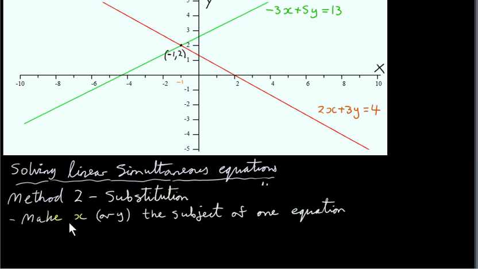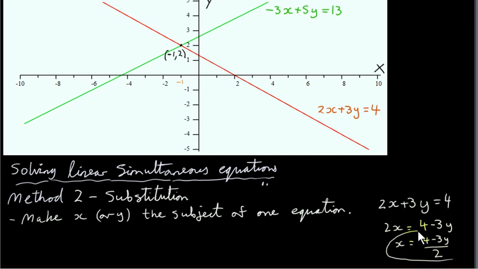Now, to apply this method, what we do is we make x or y the subject of one equation. So I will pick this equation here, 2x plus 3y equals 4, and I will make x the subject of it. You can pick either equation, and you can make either x or y the subject. It doesn't matter. So I'll choose to make x the subject here. So we get 2x equals 4 minus 3y, and that means that x equals 4 minus 3y all divided by 2. So I've made x the subject of 2x plus 3y equals 4. I've got x in terms of y.